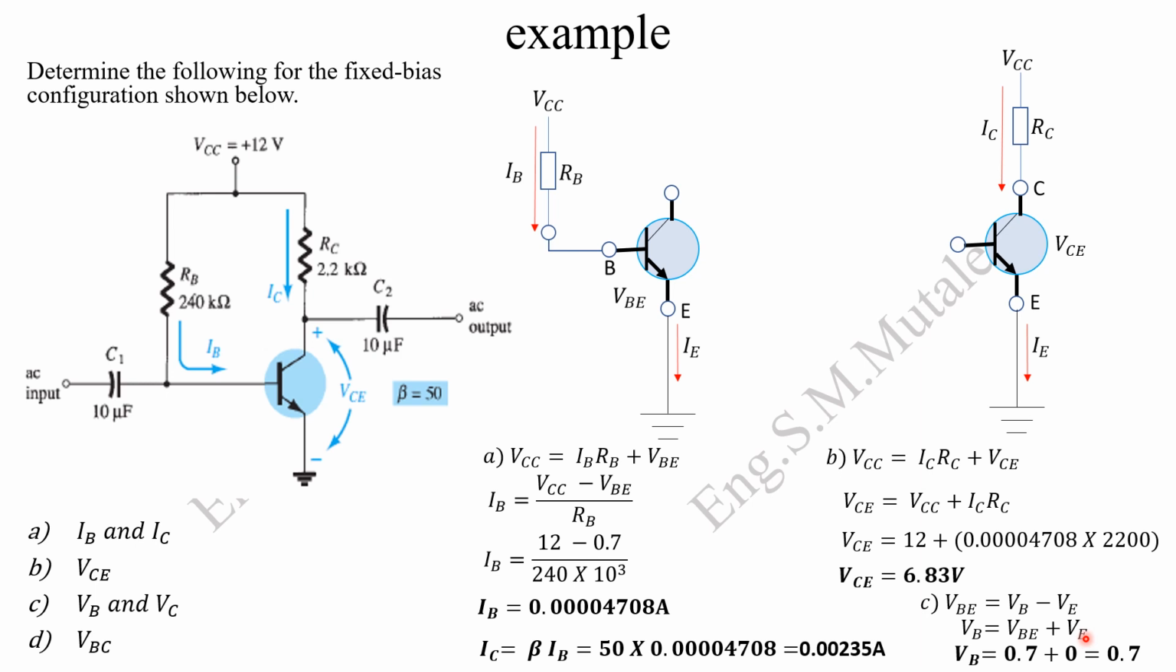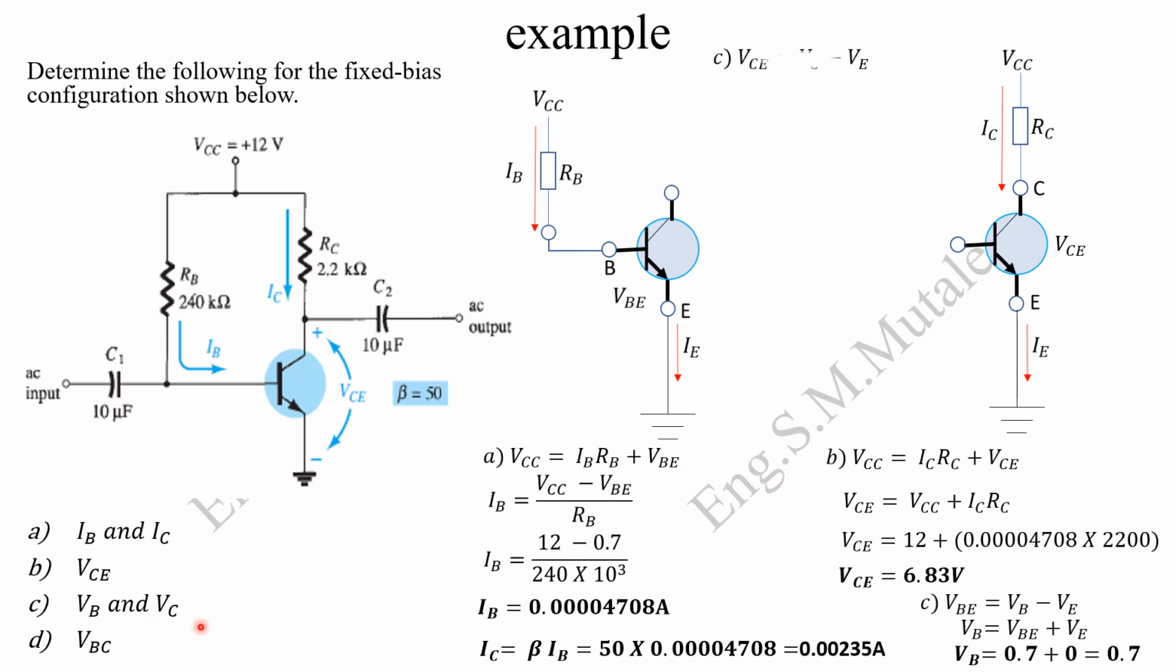Therefore, you can conclude to say for a fixed bias configuration, the value for VB and VBE will always be 0.7. It's not gospel truth for all other configurations. This one only works for a fixed bias configuration.